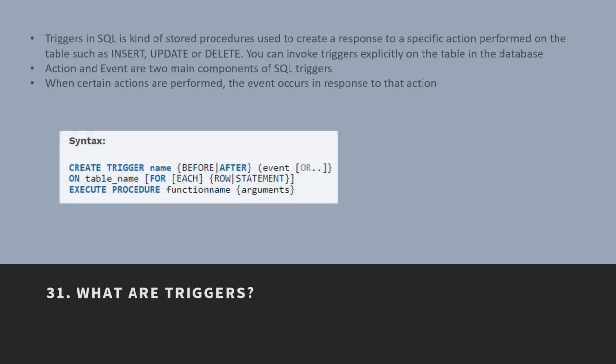What are triggers? Triggers in SQL are a kind of stored procedure used to create a response to a specific action performed on the tables, such as insert, update, and delete. You can invoke triggers explicitly on the table in the database. Action and event are two main components of SQL triggers. When certain actions are performed, the event occurs in response to that action. Here is the syntax for a trigger.